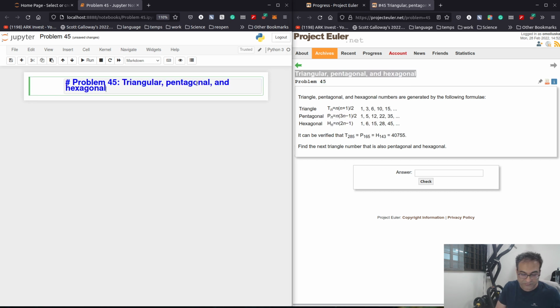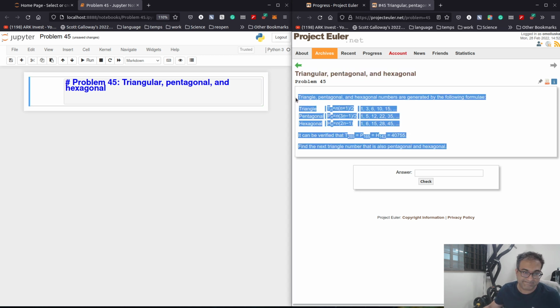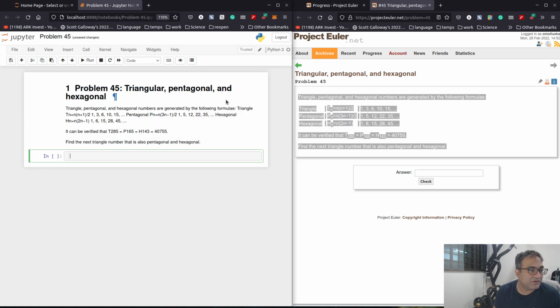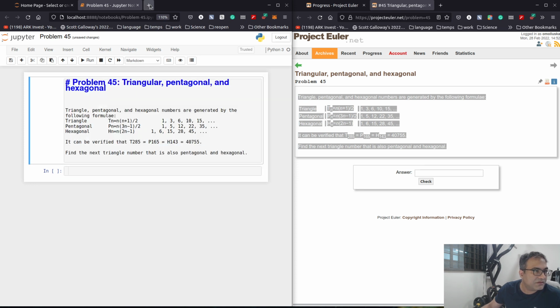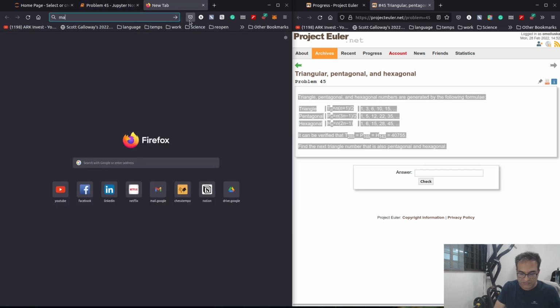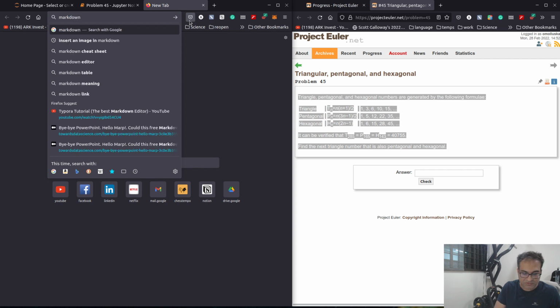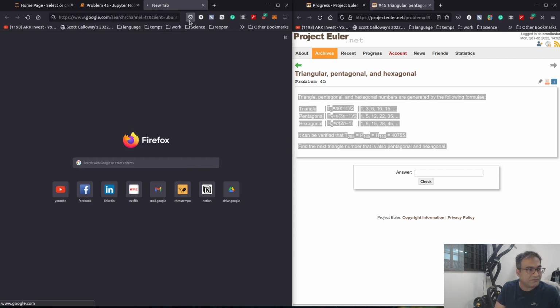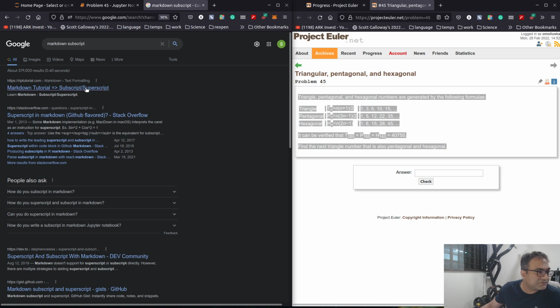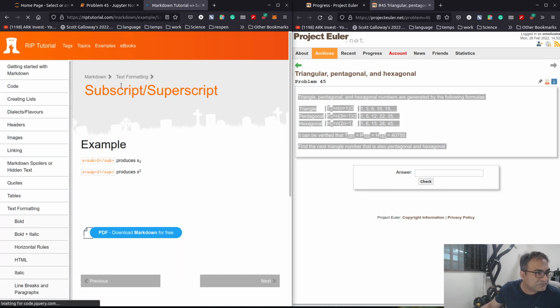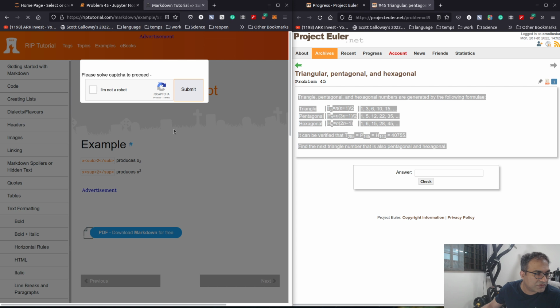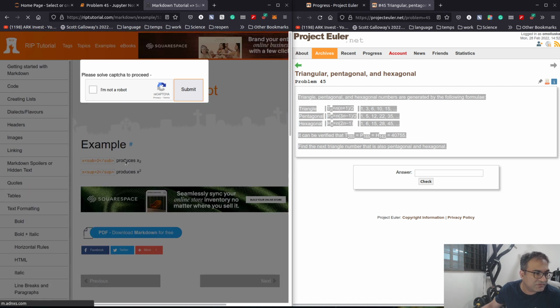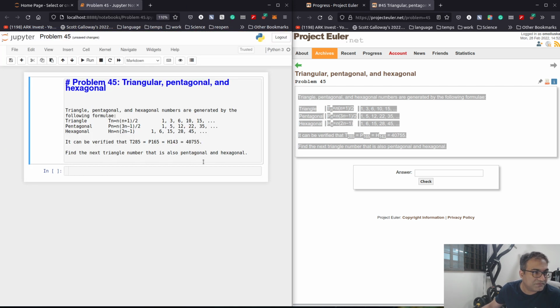That's the name of the problem, and let's copy paste the entire thing over here. Okay, and these are subscripts. Markdown subscript. Oh my god, these are HTML. Never mind.